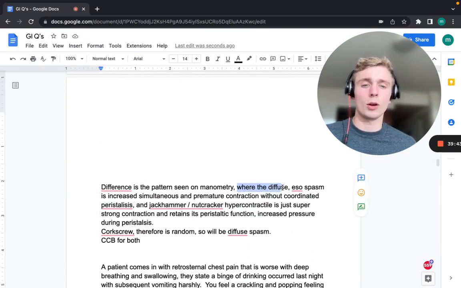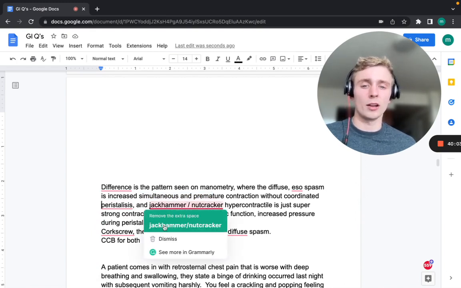If it's the diffuse one, distal diffuse esophageal spasm, it's going to have increased simultaneous and premature contraction without coordinated peristalsis. So you can think, spasm is, of course, just a spasm. It's not going to be a peristalsis that actually pushes the food down.